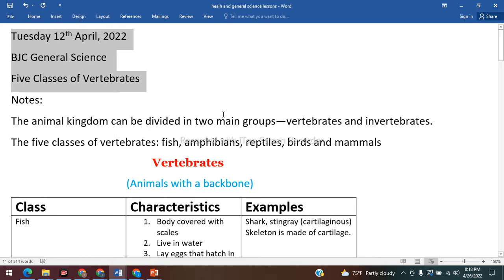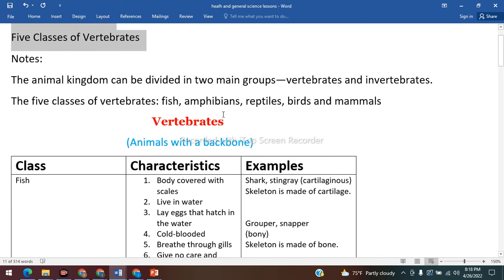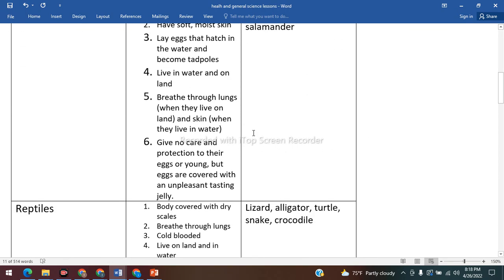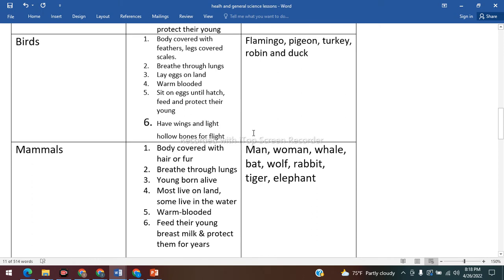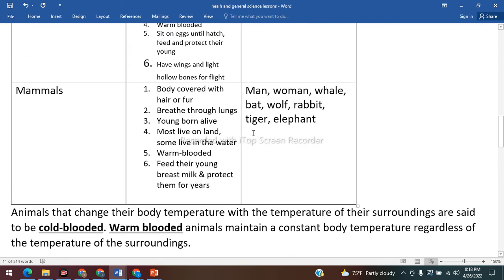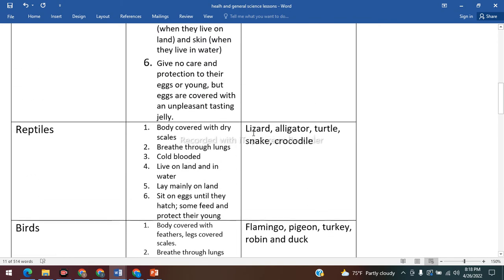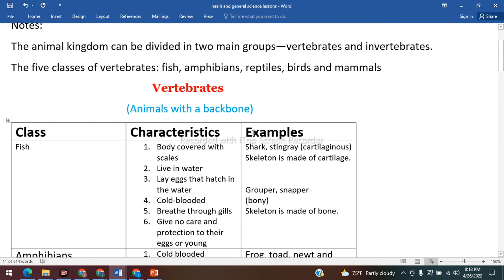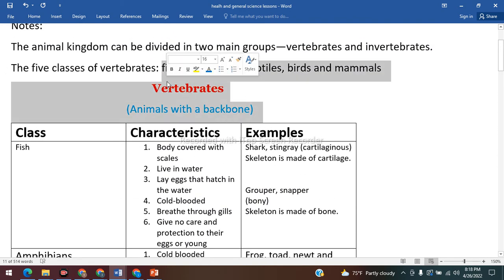Alright, so last time we were here in general science, we were doing the vertebrates. We talked about the fishes, the amphibians, the reptiles, the birds, and the mammals. That's just those first 5 in the vertebrates. Those are the animals with backbones.